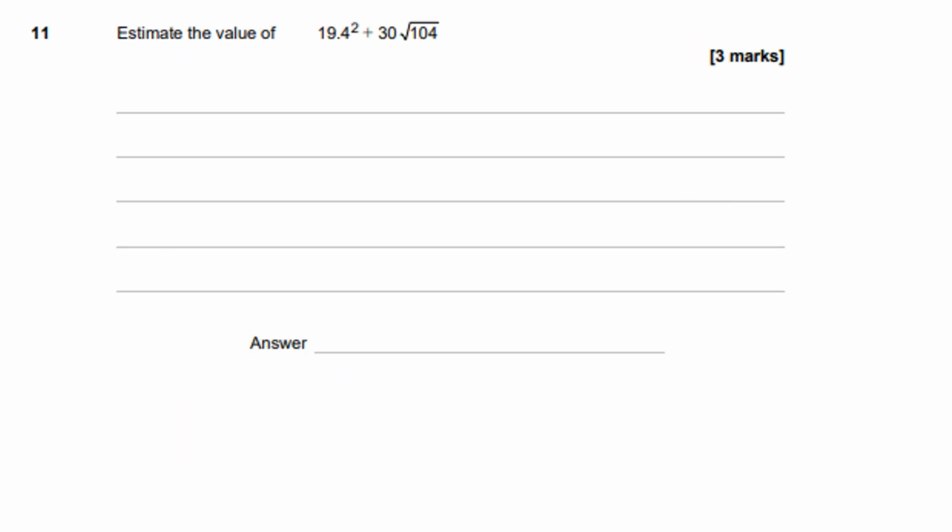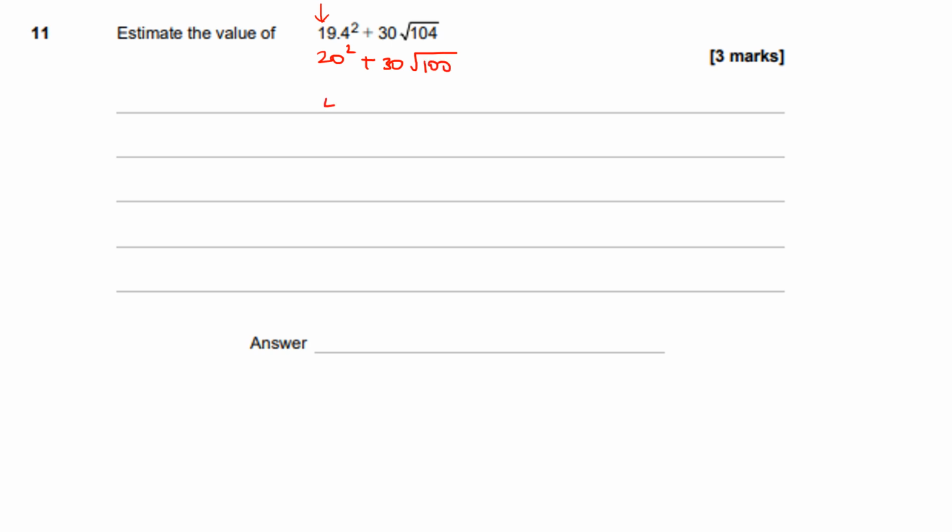For question 11, they're asking us to estimate the value of the given calculation. So we need to remember that when we're estimating, we need to round the number to one significant figure. So when you're rounding the number to one significant figure, you will need to look at the first significant figure, which is 1. The second significant figure is 9, and 9 rounds 1 to 2. So that's going to be 20 squared, plus 30 to one significant figure is 30 again. 104 to one significant figure is 100.